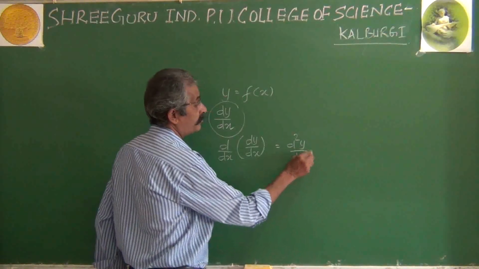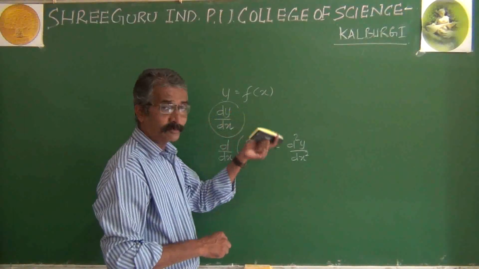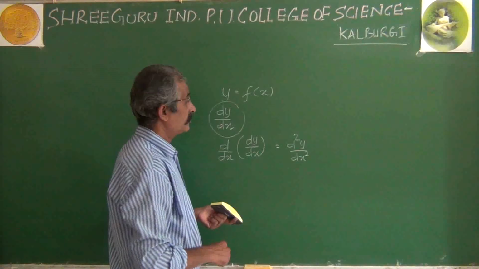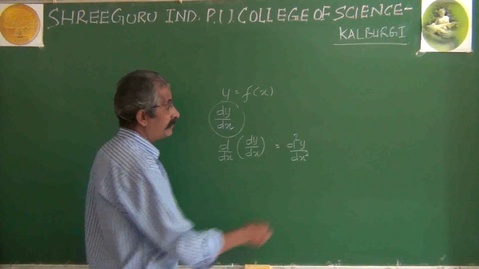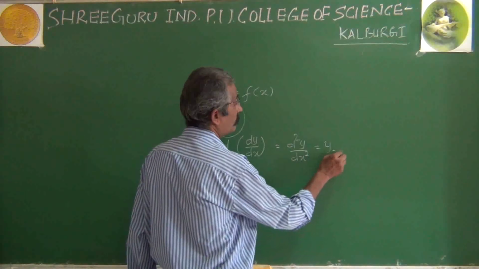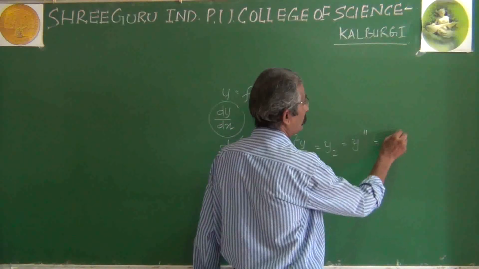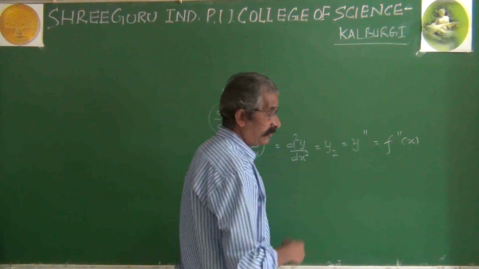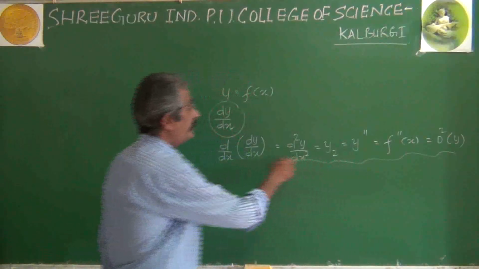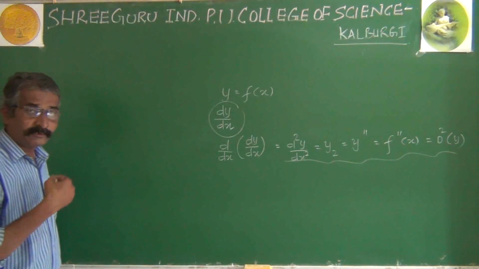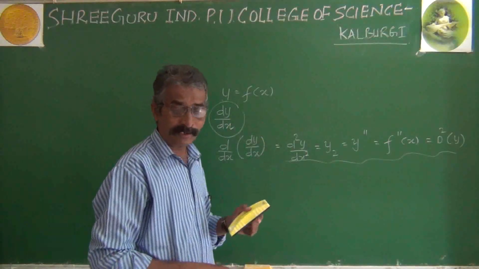As I said yesterday, it should be read as d2y by dx2 rather than d square y by dx square. So you keep in mind, you have to read it as d2y by dx2, whose other notations are y2, or y double dash, or f double dash of x, or capital D square of y. These are all various notations for second derivative. All of them give the same meaning, only the writing is different.